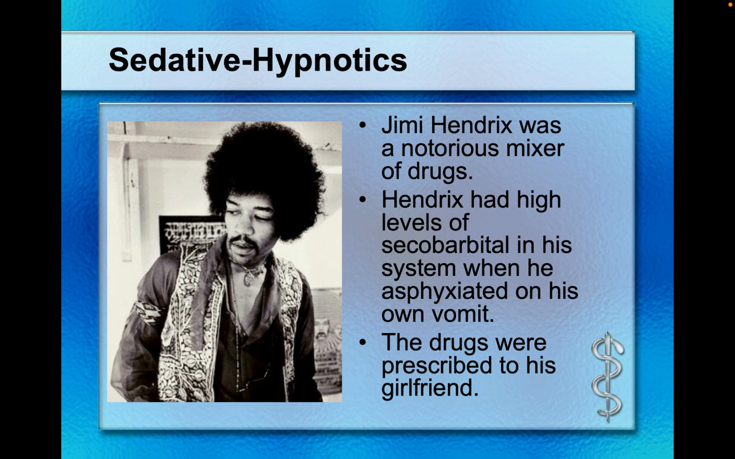Jimi Hendrix was a notorious mixer of drugs. Hendrix had high levels of secobarbital in his system when he asphyxiated on his own vomit. The drugs were prescribed to his girlfriend and not to him.